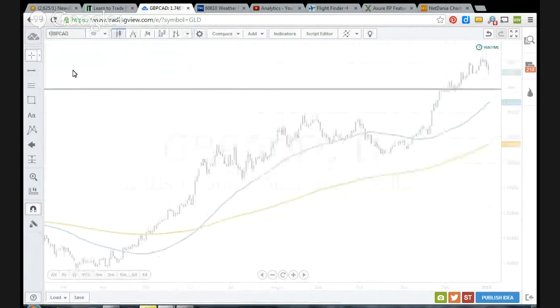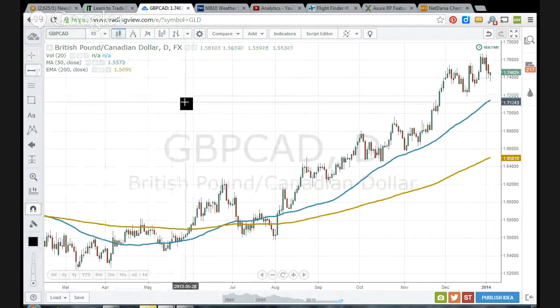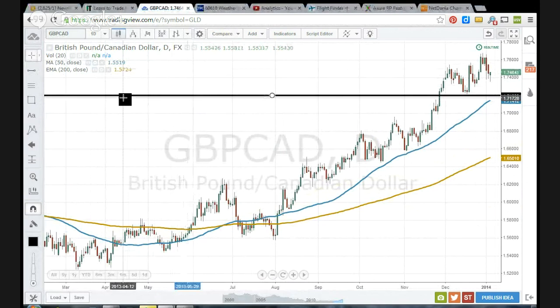Pound Canada, and that's going to be the same. Need to see more of a pullback, at least to here. So nothing yet there.